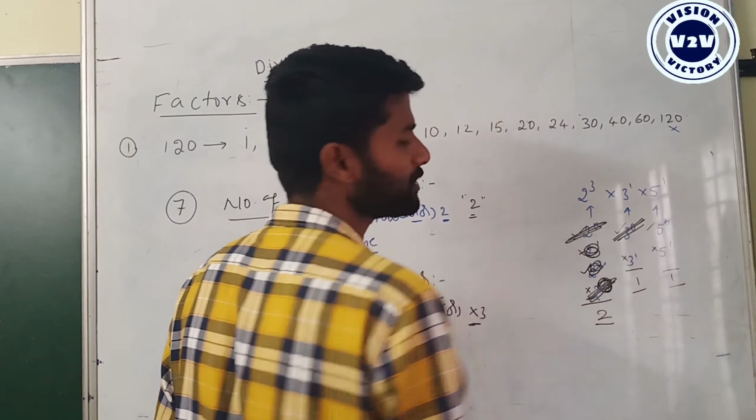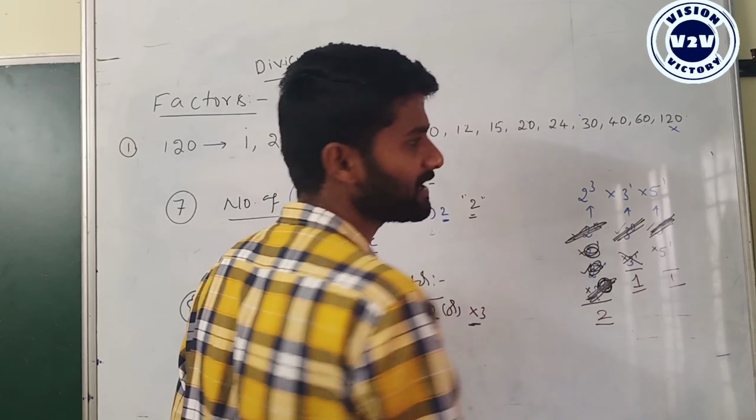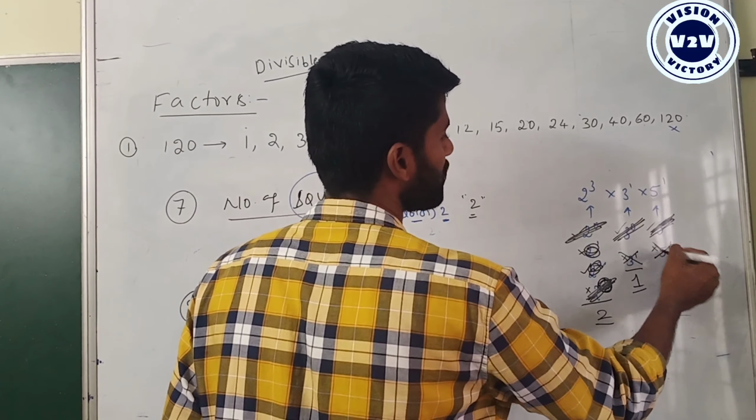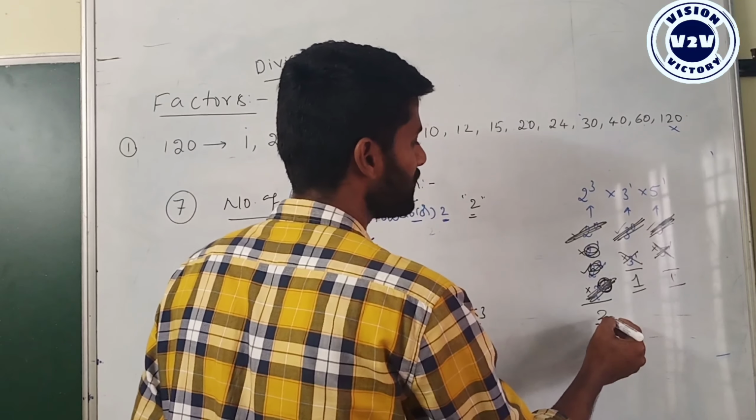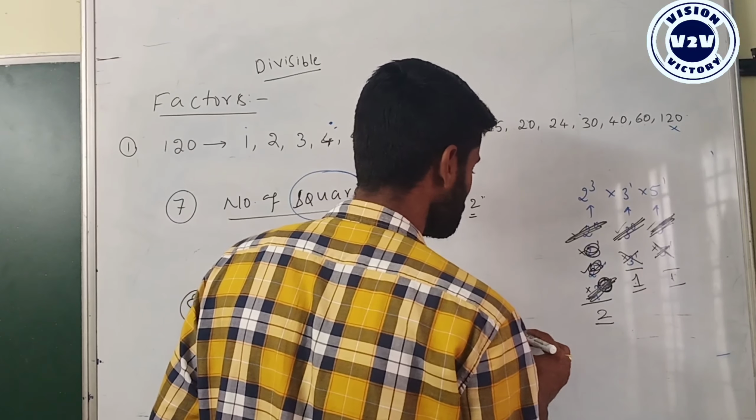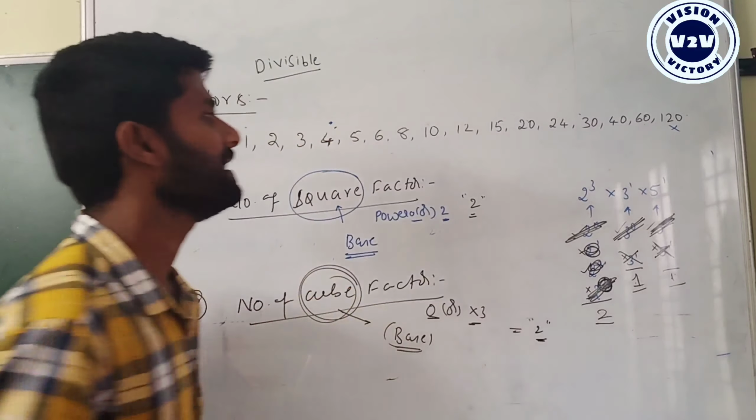And same thing, 5 power 0, power being 0, is definitely a cube number, and power 1 is not a cube number, so again we get 1. So the answer is 2 into 1 into 1, which is exactly equal to 2. Let's see what the cube numbers are here: 1 and 8. So here, the number of square factors for 120 is 2.